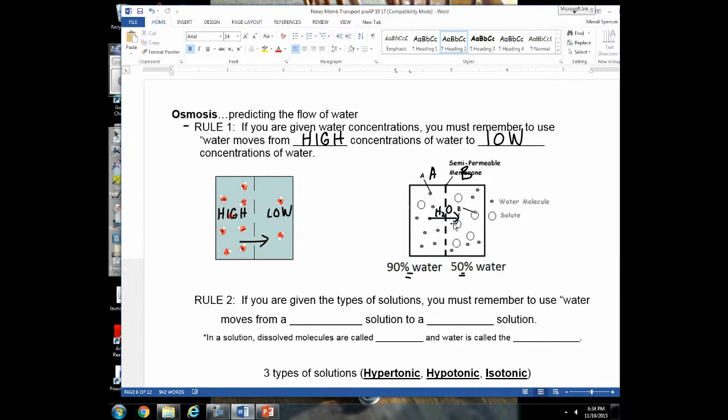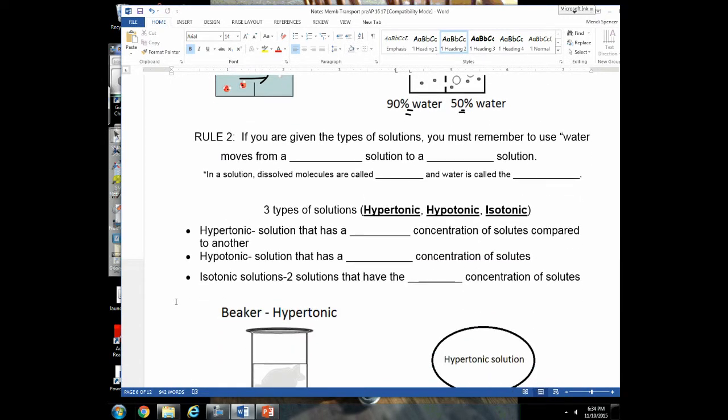Now, the reason why I have to teach you other rules is because sometimes we do not give you the percent of water. If we don't give you the percent of water, you're going to have to apply some other rules. So here's rule number 2. Sometimes we say that a cell or a solution is hypertonic or hypotonic. So then you have to have this next rule memorized. You have to remember that water is always going to move from a hypotonic solution to a hypertonic solution.